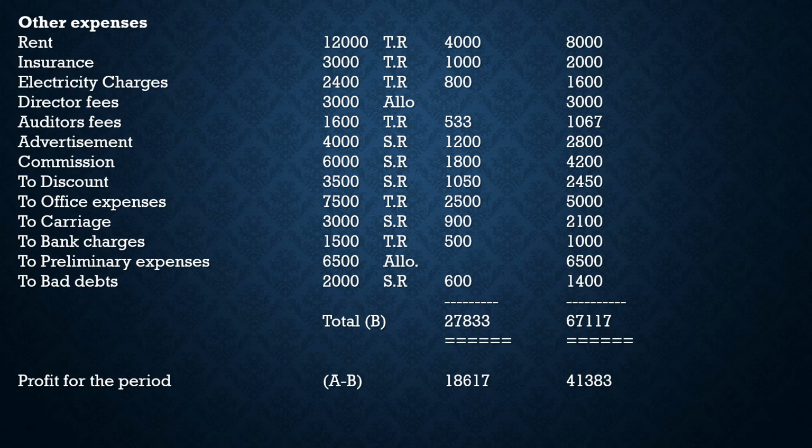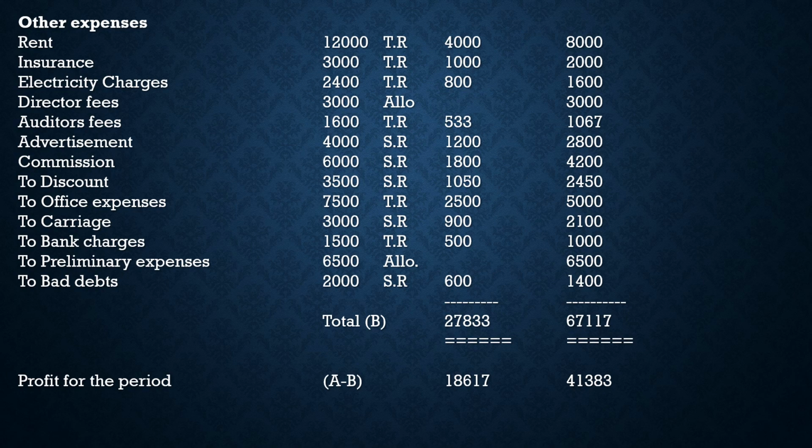The other part of the sum. So the next heading is other expenses. In your other expenses, you will come across rent, what ratio? Time ratio. Insurance, time ratio. Electricity charges, time ratio. Director fee. Okay, when you go through the table, you will realize the director fee should be written in the second amount column, not the first amount column. That is nothing but post incorporation period. On the column of basis, you write allocated, allocated.